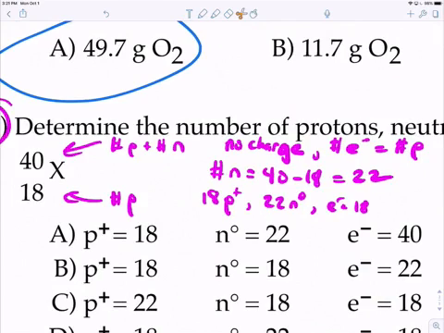So this bottom number is the number of protons, the atomic number. The top number is the mass number, the number of protons plus the number of neutrons. There's no charge on there, so that means the protons and electrons are the same. The neutrons, it's this number minus this number, so it's 22. I think that's argon. 18 protons, 22 neutrons, 18 electrons. Questions with this one?